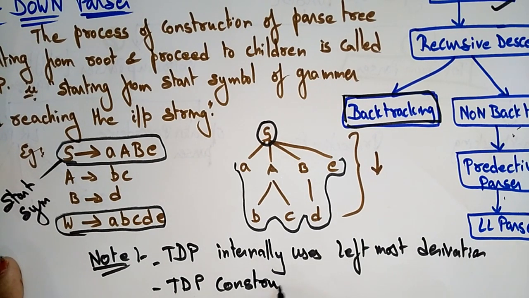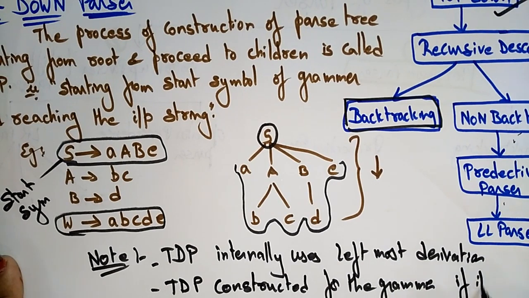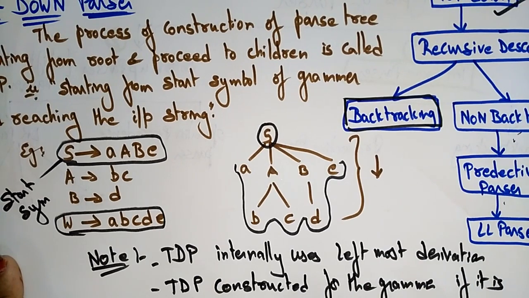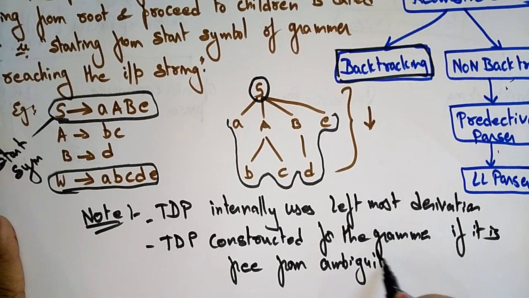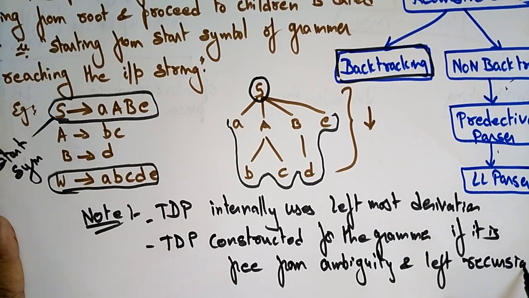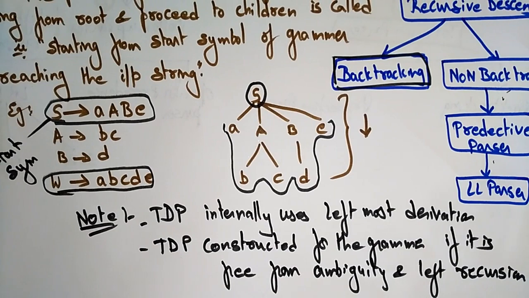A top-down parser is constructed for a grammar if it is free from ambiguity and left recursion. When the grammar is free from ambiguity and left recursion, then only can the top-down parser be constructed. If there is no ambiguity, then we can construct the top-down parser. The average time complexity here is order of n squared.